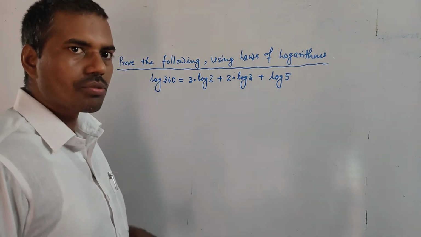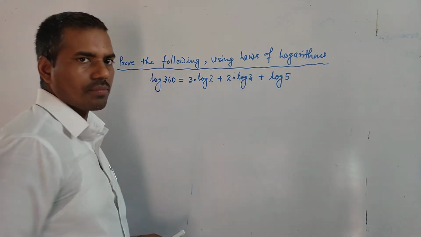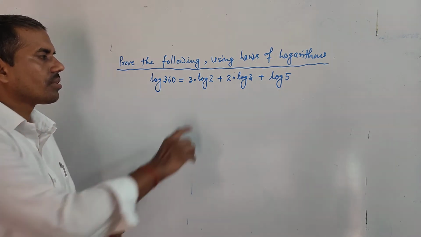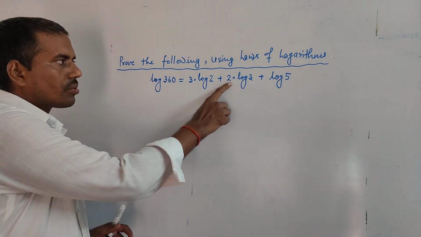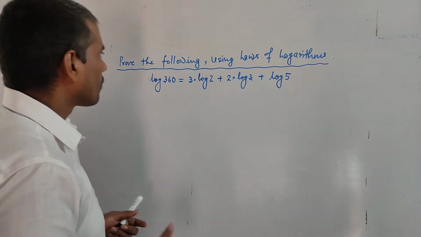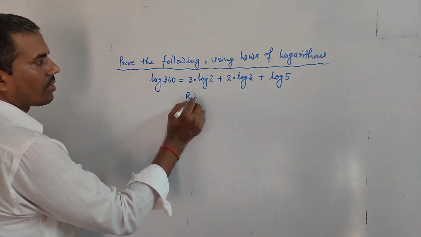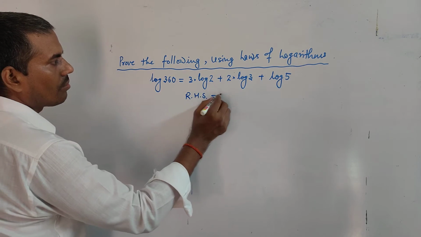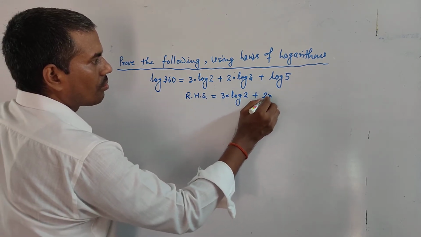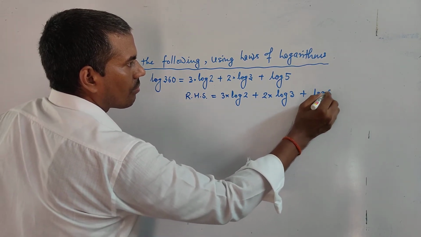Today I am going to solve some numericals based on the laws of logarithms. One question is given as: log of 360 is equal to 3 into log of 2 plus 2 into log of 3 plus log of 5. If I take the right hand side, we have 3 into log of 2 plus 2 into log of 3 plus log of 5.